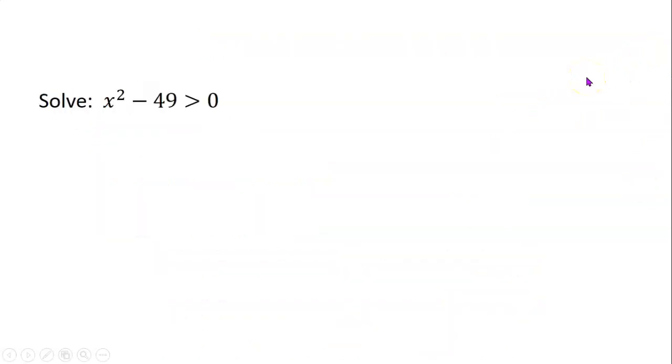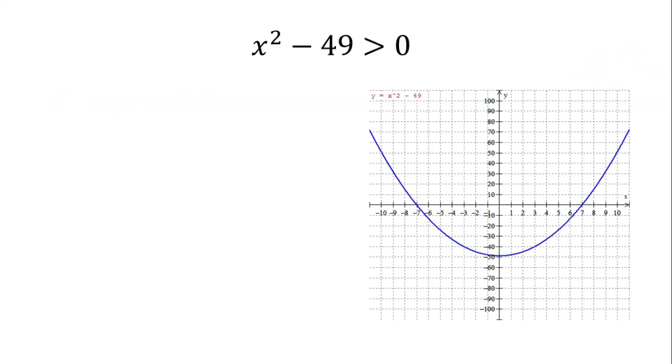x squared minus 49 is greater than 0. The graph of x squared minus 49 looks like this. And the x's that make x squared minus 49 come out greater than 0 are when x is less than -7 or x is greater than +7.